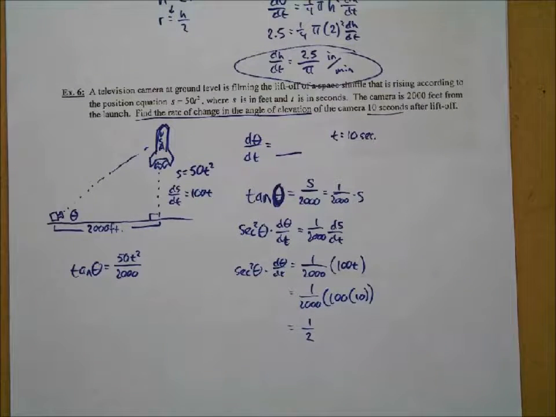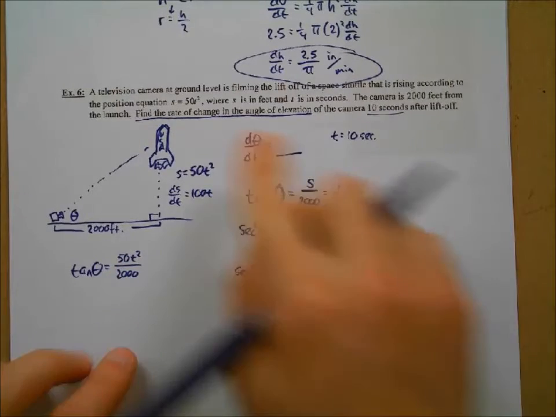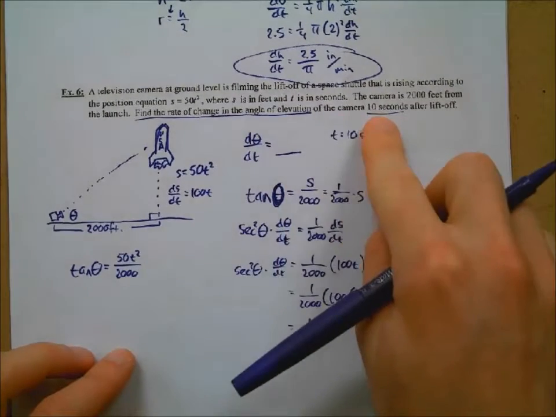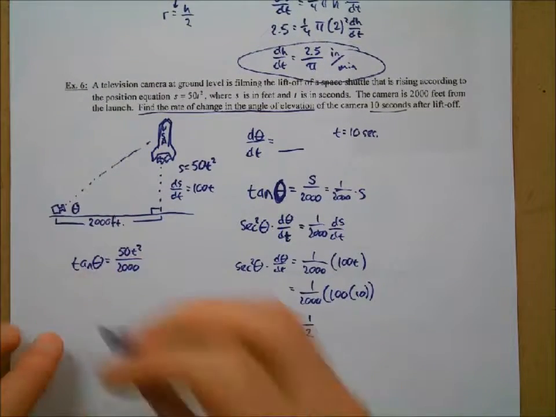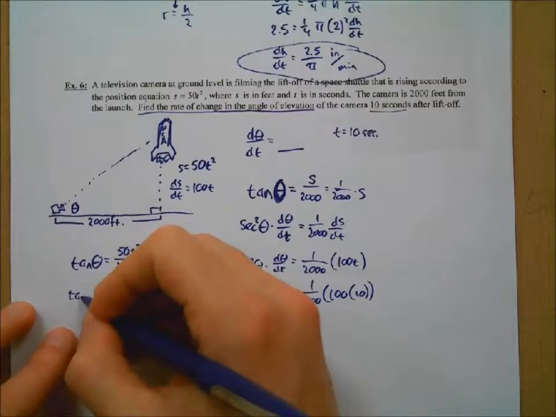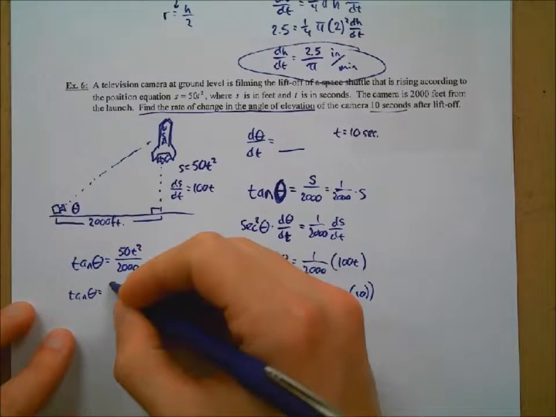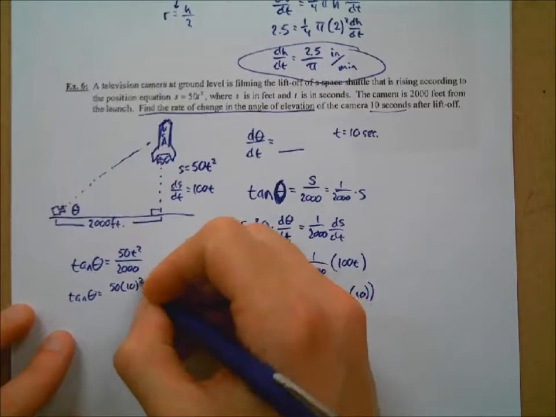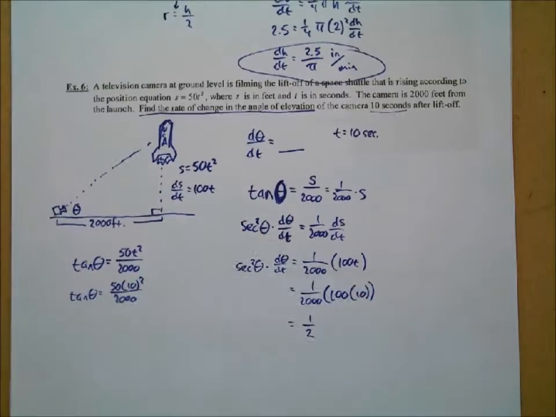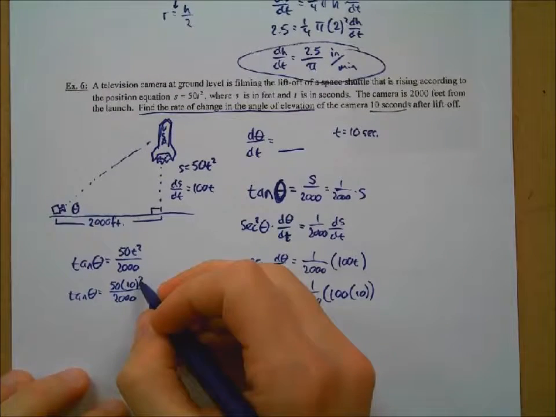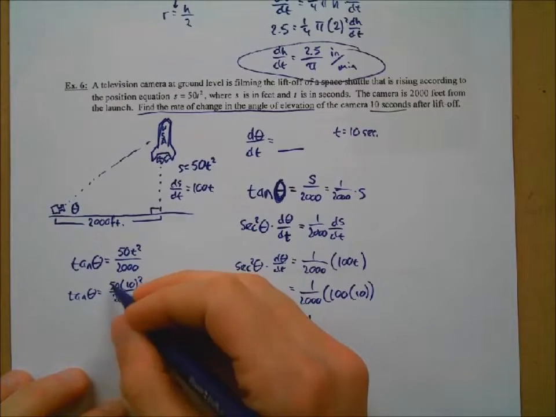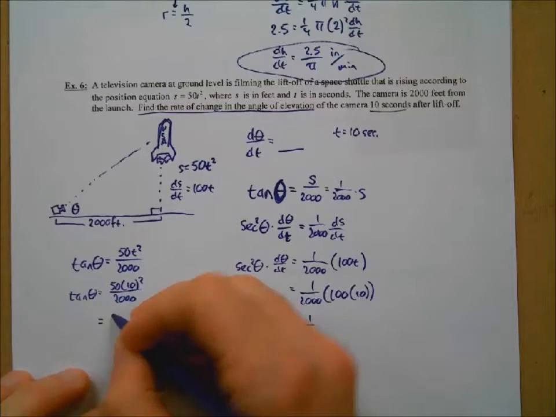Plug in what for t? 10, exactly right. 10 because we want to know the rate of change of the angle of elevation of the camera 10 seconds after liftoff. So with this relationship, we can plug the 10 in here. So we'll have tangent of theta equals 50 times 10 squared over 2,000. Okay. So 10 squared is 100 times 50 is 5,000. 5,000 divided by 2,000 will be 5/2.